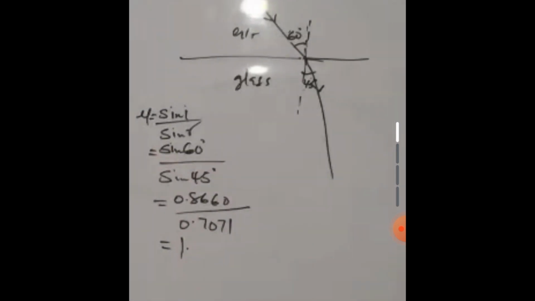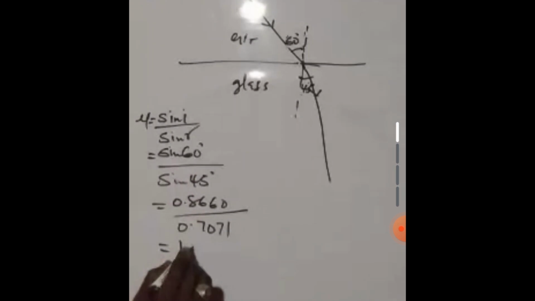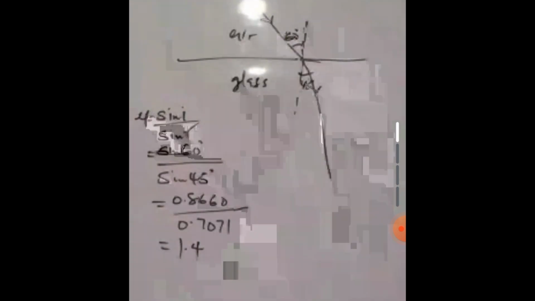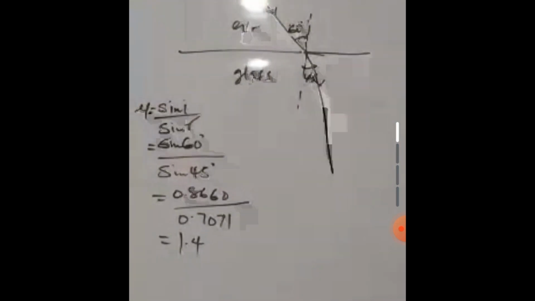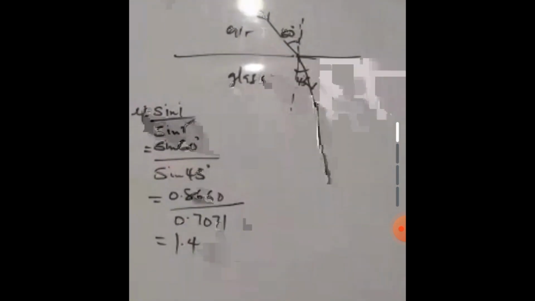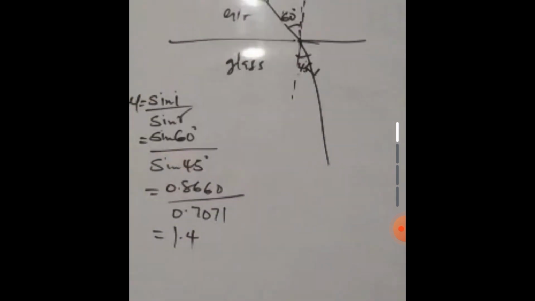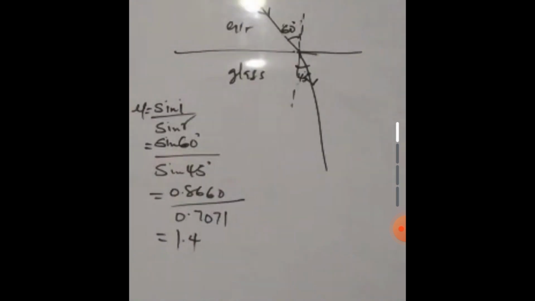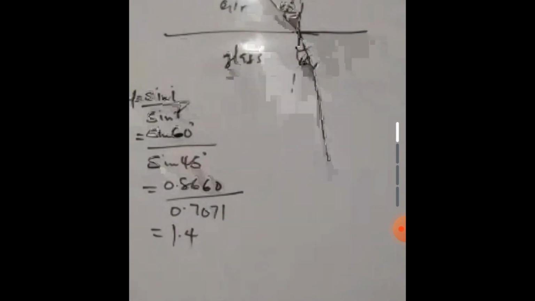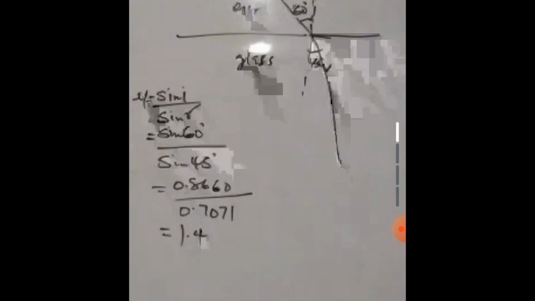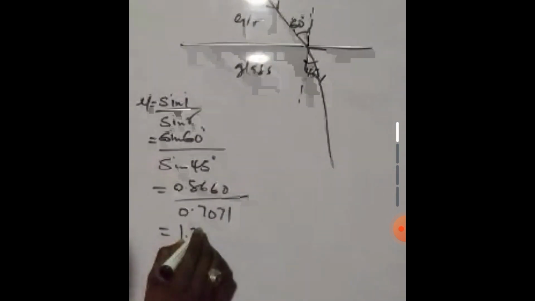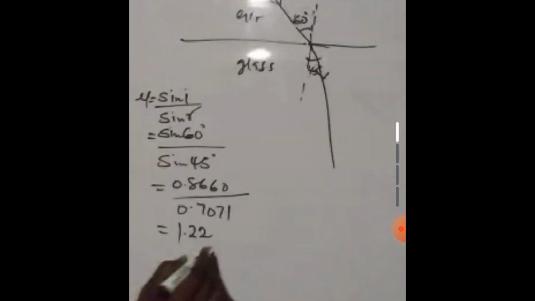So I should get 0.866 divided by 0.7071. Maybe 1.4 something, let me check this. Anybody? 0.866 divided by 0.7071 is 1.224. So shall I just say 1.22?